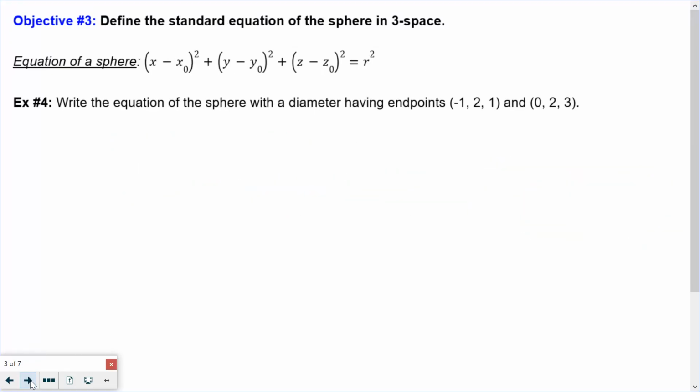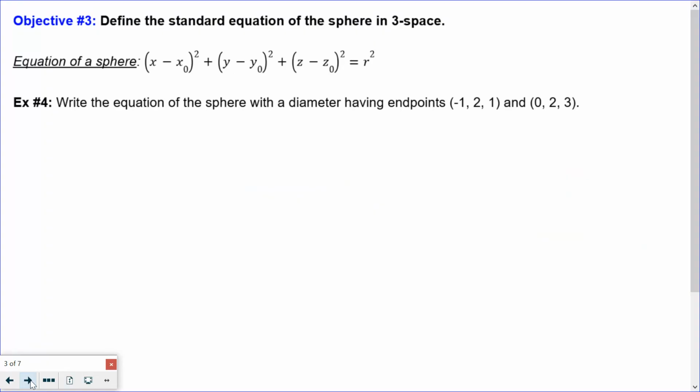Okay, all right, here we go. Sphere. How about that? I don't know about you, but that looks almost identical to, if I get rid of the z's in 3 space, a circle. So if I extend it to 3 space, very cool, I'm dealing with a sphere. And it asked me in example 4 to write the equation of the sphere with a diameter having endpoints.